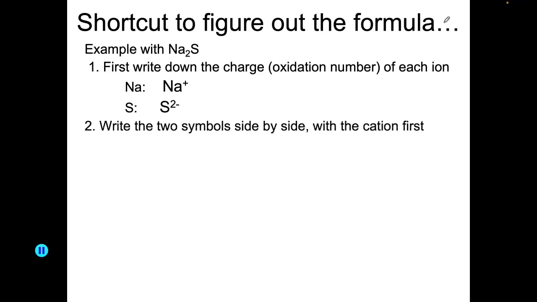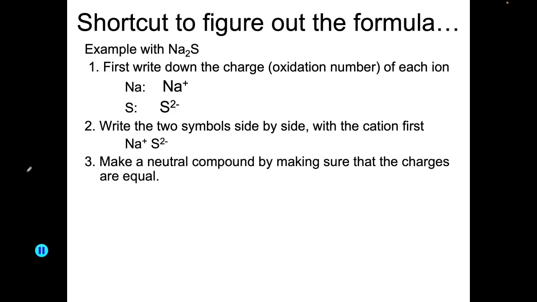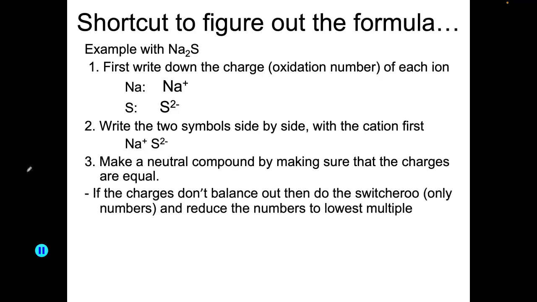So we write the 2 symbols side by side with the cation first. How I always think about this is that cation, it's positive to negative. This one's always going to be further left on the periodic table. This one's going to be further on the right. So it's kind of like writing left to right, if that helps. Okay, then we're going to make a neutral compound by making sure that the charges are equal. If the charges don't balance out, then we do a switcheroo, or some people call this the crisscross method of only the numbers and reduce the numbers to the lowest multiple.